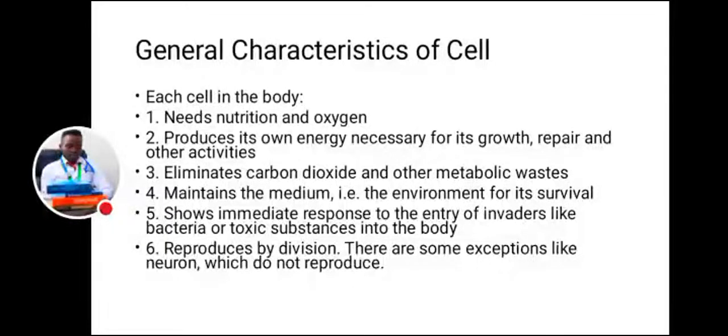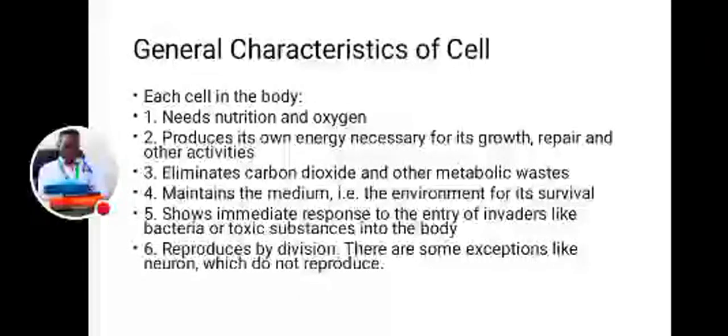So these are the general characteristics of a cell. Each cell in our body needs nutrition and oxygen. A cell also produces its own energy necessary for its own growth, repair, and other activities. It also eliminates carbon dioxide and other metabolic waste, and it maintains the medium, that is the environment, for its survival. Then it also shows immediate response to others like bacteria or toxic substances entering the body.